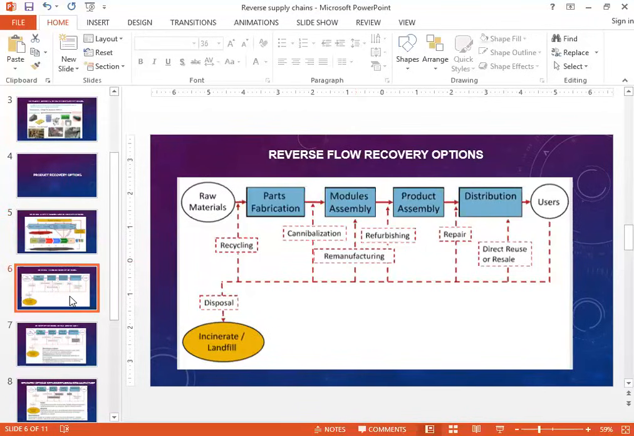Depending on what strategy they use, they will be going back into the supply chain at different points. For example, if it's a direct reuse or resale, it will be brought in right towards the end of the supply chain and sent to the consumers. If certain goods are being recycled, they will come in earlier in the supply chain, get processed, and then be sent to the consumer. As I explain what each of these strategies is, this particular slide will start making a lot more sense to you.